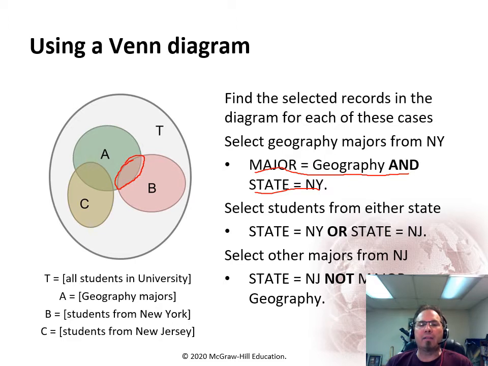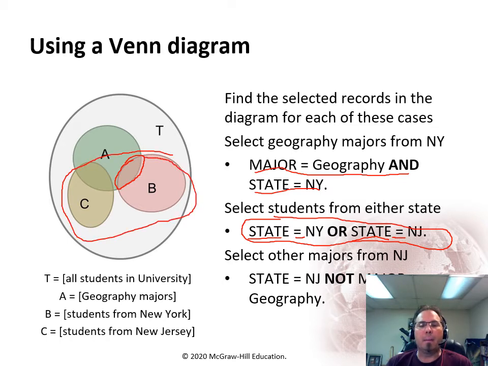Then I could say select students from either state. So that would be an or: state equals New Jersey or state equals New York. You'll notice that state equals is there twice. You have to have that. It's got to be there. And that would give me back everything in B and C. That would give me back all of the B and C here.